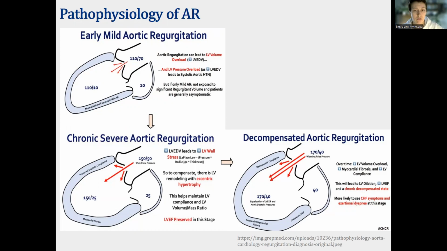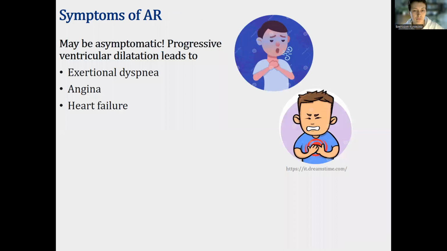Severe aortic regurgitation leads to left ventricle volume and pressure overload and left ventricle dilatation. Then it leads to volume overload of the left atrium and left atrial dilatation. We can find atrial fibrillation and signs of left-sided heart failure. Thus, aortic regurgitation may be asymptomatic at first. Progressive ventricular dilatation leads to dyspnea, angina, and heart failure.